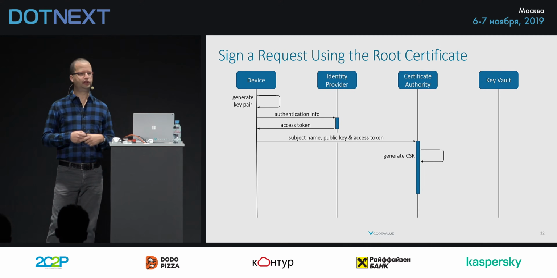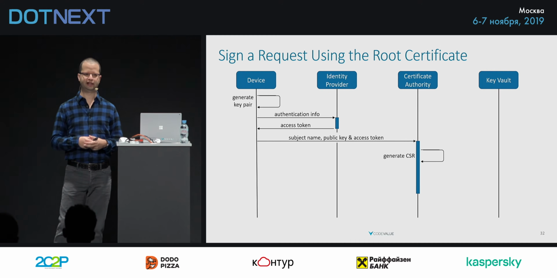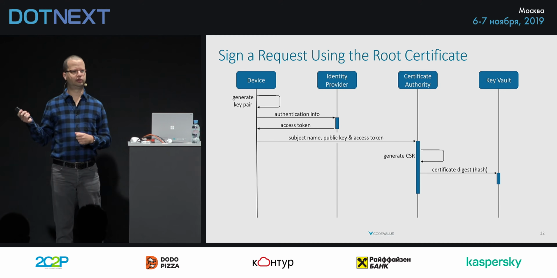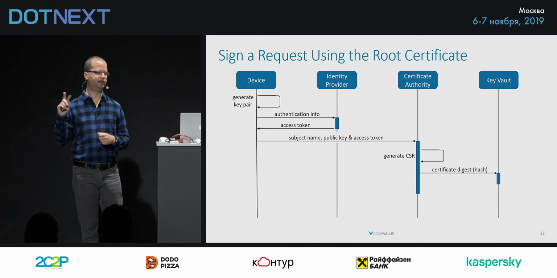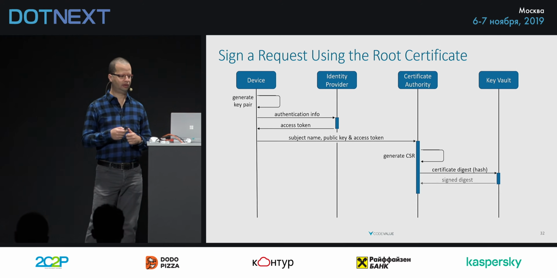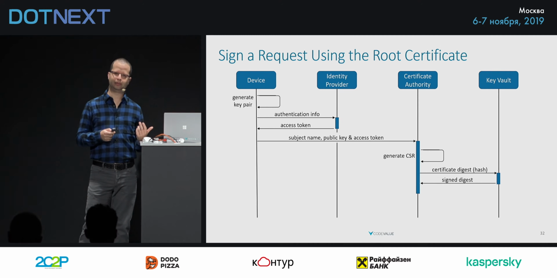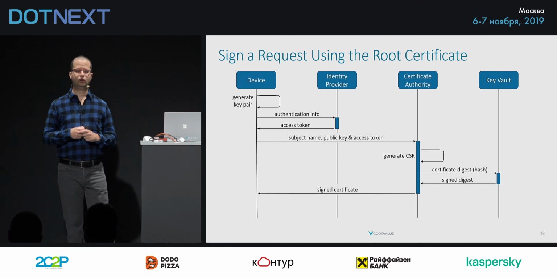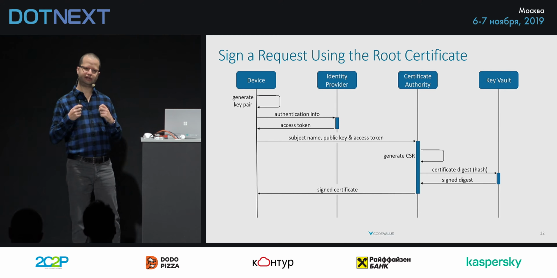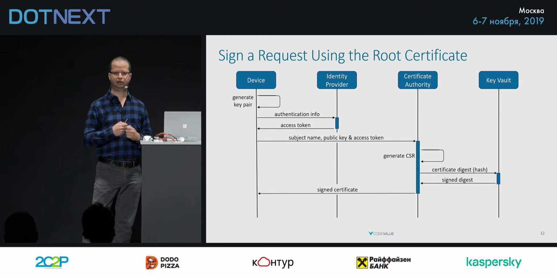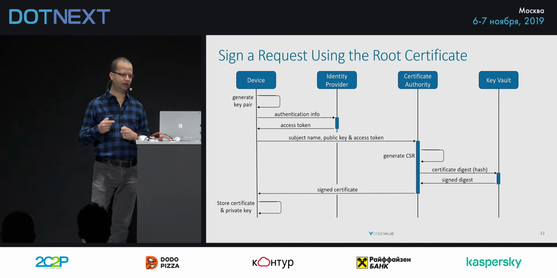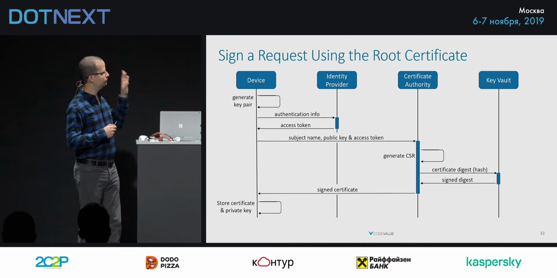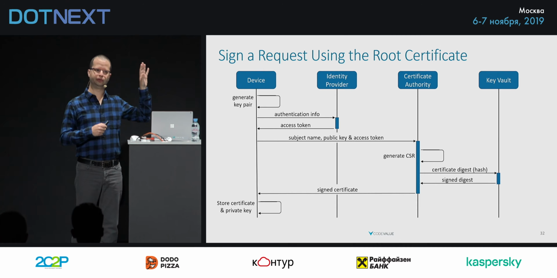The certificate authority will create the certificate signing request or the certificate request, send it to Key Vault to get signed. Again, the private key never leaves Key Vault. Get the signed digest back, and then we can return a signed certificate where the device can take the signed certificate, add to it the private key it kept within, and securely store it within the device. So this is the flow that we want to implement.